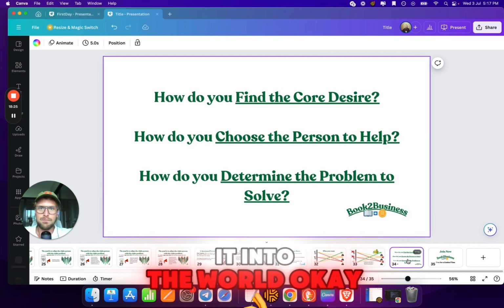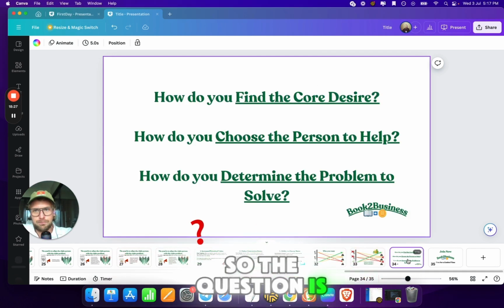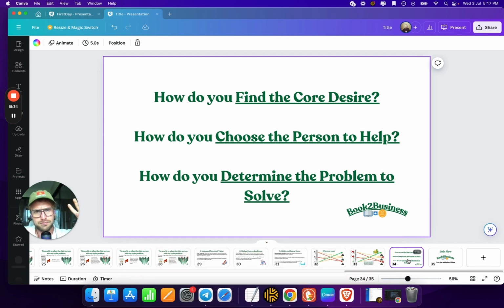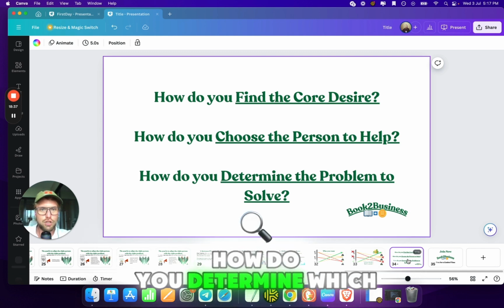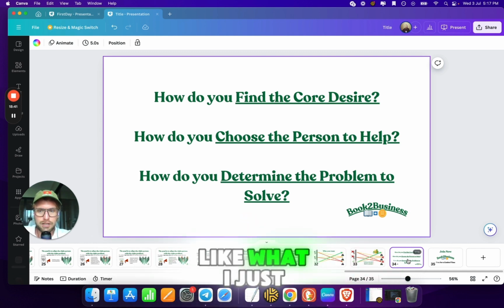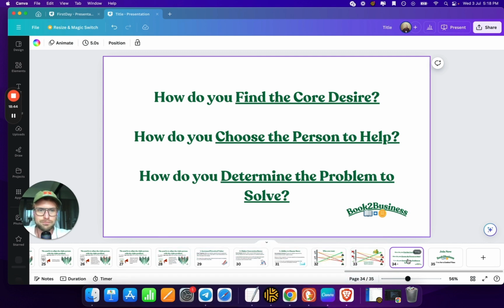Okay, so the question is, how do you go about that, right? How do you actually find the core desires? How do you choose the person to help? How do you determine which problem to solve for these people? All of this, like what I just did, is kind of just me guessing. And we don't want to guess. We want to be specific.